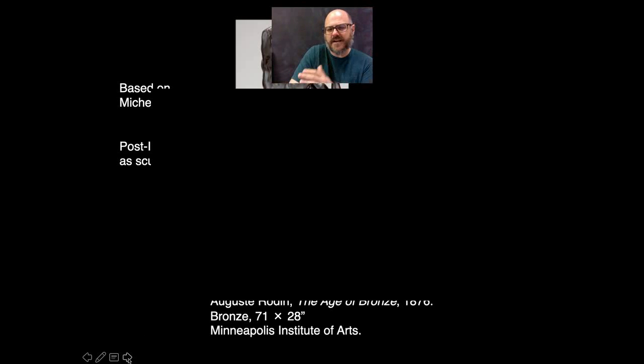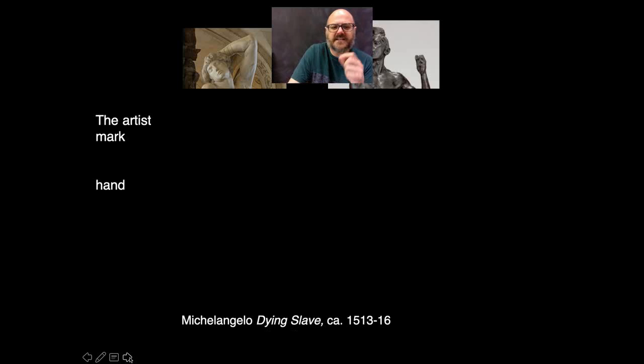But that's interesting because later in modern art, in the 1950s and 1960s, artists start to actually do that, cast from the body, and it becomes much more accepted. But at the time of Rodin in the 1870s, that was not seen as acceptable. They wanted to be able to see the artist's hand.